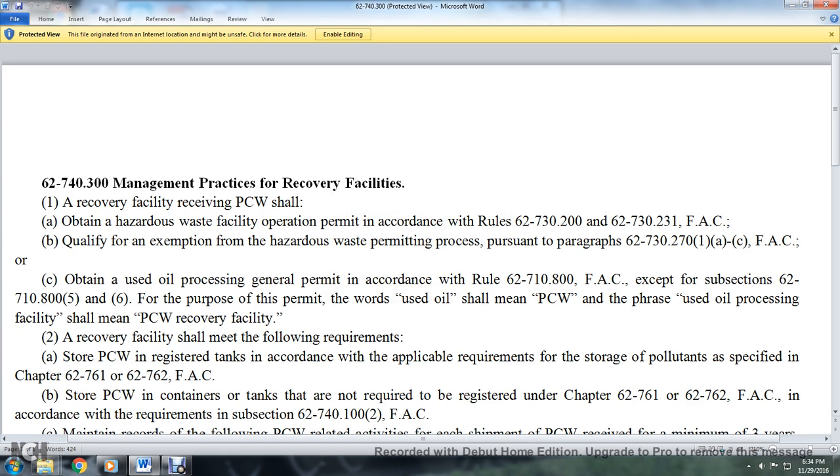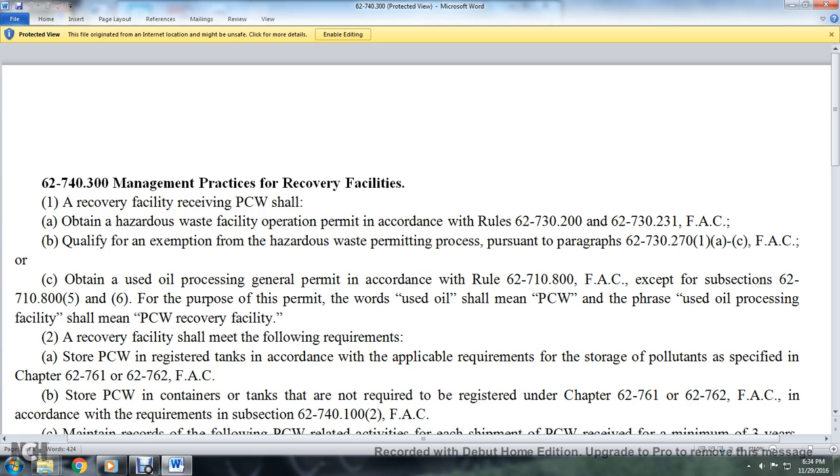The facility is exempt from hazardous waste permitting pursuant to paragraphs 62-732.701(1)(a) through (c) of the Florida Administrative Code, and shall obtain the used oil processing general permit in accordance with Rule 62-710.800, Florida Administrative Code, except subsections 62-710.805(5) and (6). For the purpose of the permit, the words used oil shall mean petroleum contact water. The phrase used oil processing facility shall mean the petroleum contact water recovery facility.